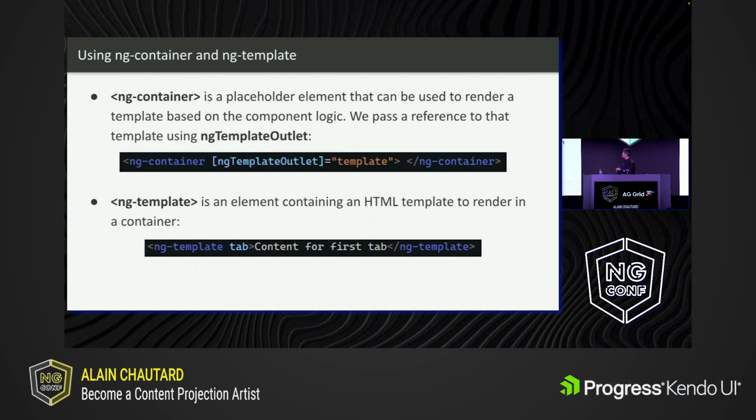So we have an example of ng-template down here. It's an element that's going to contain an HTML template that's going to be rendered in a container. And by default, an ng-template is not visible. So if you put ng-template like this in a component, it's not going to show up. It's not going to be rendered in the DOM. It's only going to render when Angular needs it and when Angular does something with it, such as displaying it in a container.